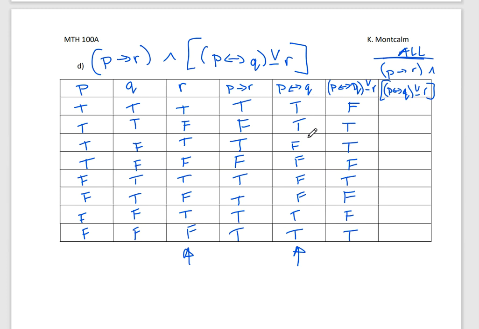Just double checking my work here. False, true, false, false, true. Good. Okay, then everything all together, we're connecting these with an and. My and is connecting the P implies R, so that's this column here, and my big bracketed right-hand bracket, so that's going to be this one. So I'm connecting these 2 with an and, so I'm looking for both values to be true, which gives me false, false, true, false, true, false, false, true. Okay, and that's it.